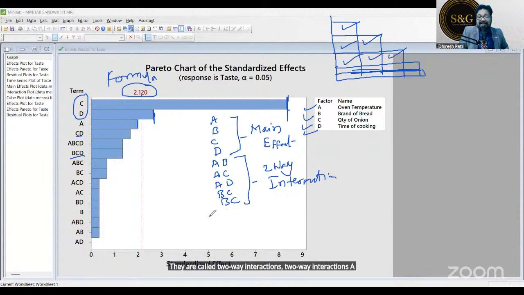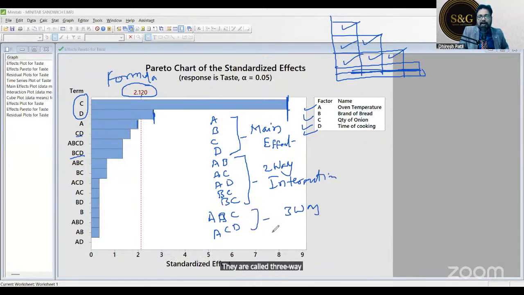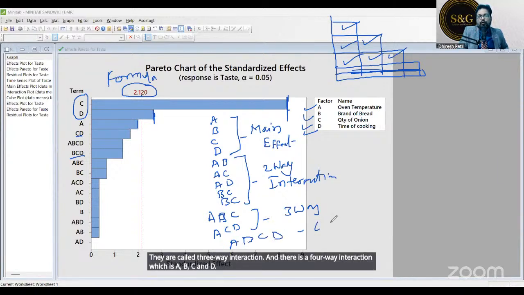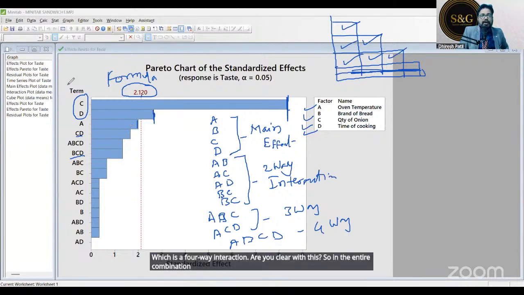Apart from that, there is a three-way interaction as well: A, B, C, A, C, D, like this. They are called three-way interactions. And there is a four-way interaction, which is A, B, C, and D. So in the entire combination and permutation, you will get main effects, two-way interactions, three-way interactions as well. There is only one four-way interaction, with ABCD.